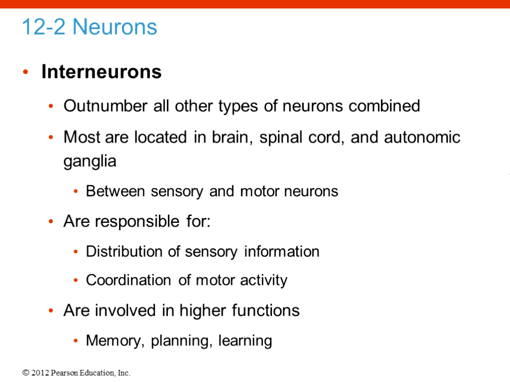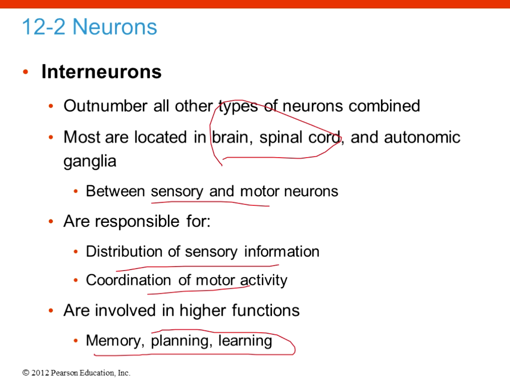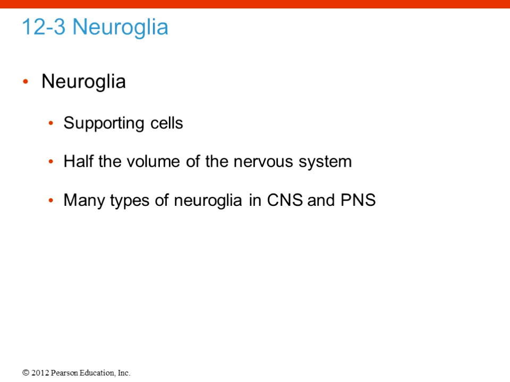Interneurons, again, are not coming or going. They're not bringing information in or sending messages out. They're communicating within the central nervous system. Most of these are located in the brain and the spinal cord, and they work between sensory and motor neurons. They can distribute sensory information or coordinate a more complex motor activity, but can also be involved in higher functioning activities like memory, planning, and learning. These are very significant. They outnumber all other types of neurons combined. So these interneurons play a really significant role in the complexity of our central nervous system. All right, so that's neurons.